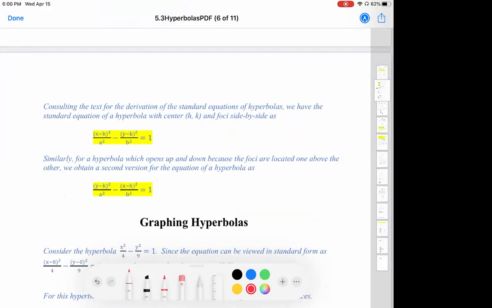Similarly, for a hyperbola which opens up and down, because the foci are located one above the other, we obtain the second version of the equation of a hyperbola as (y minus k) squared over a squared minus (x minus h) squared over b squared. So notice they're very similar, but we always write the a first. And like always, the h and the k are attached to the x's and the y's, but you can switch up the order. And you might have to because the minus has an order. I need to write it in the order that's given, so I have the minus in between.